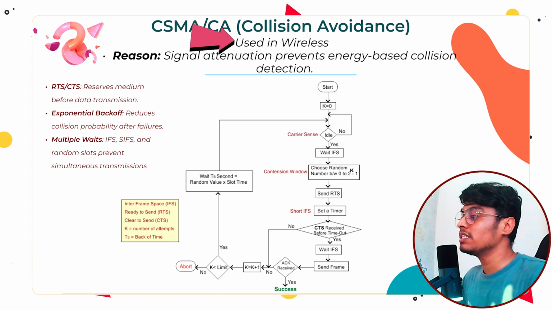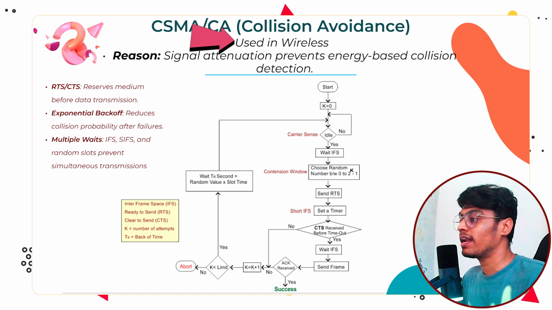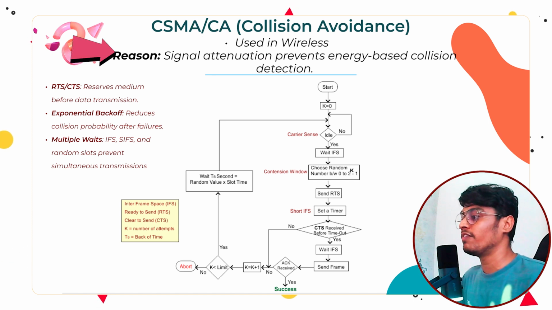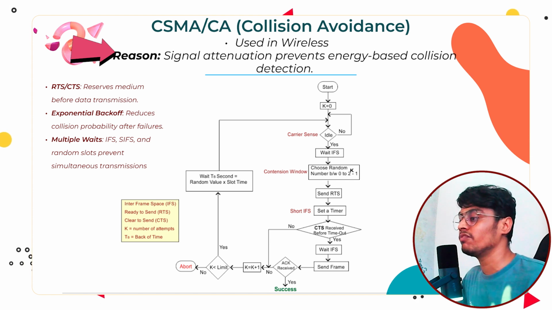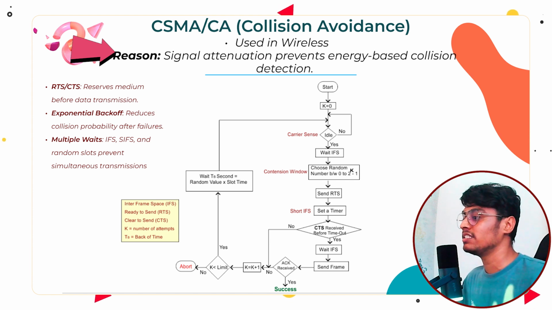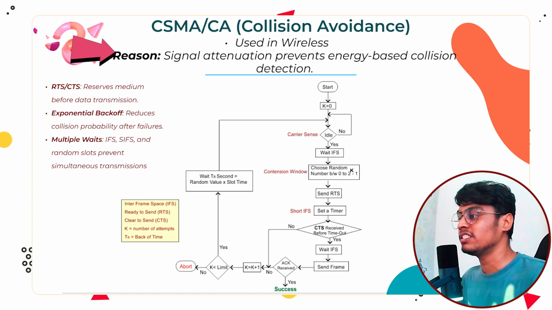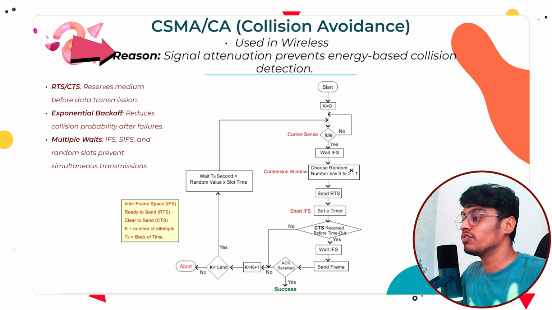What happens in a wireless network is different. When your data signal is transmitted wirelessly, as it travels through the air, it loses energy due to various factors like distance, obstacles or interference. Due to this energy loss, the receiving station will not get the double energy signal that is needed for collision detection. Unless it gets a significantly higher energy signal, it cannot detect that there is a collision. That's why in wireless networks we use collision avoidance instead of collision detection.